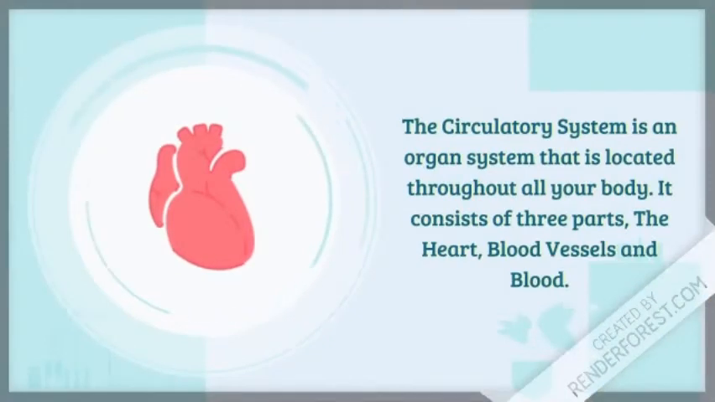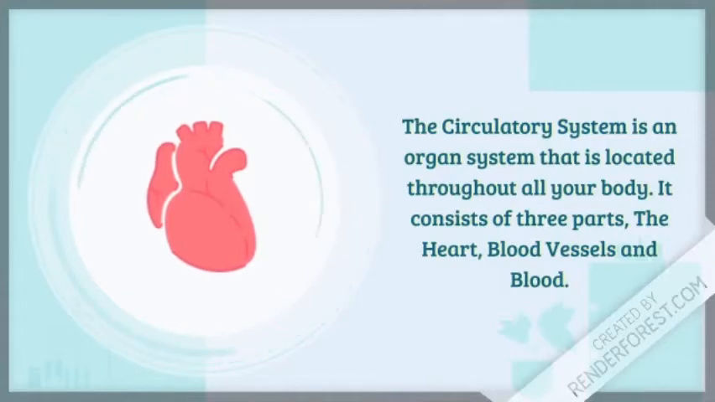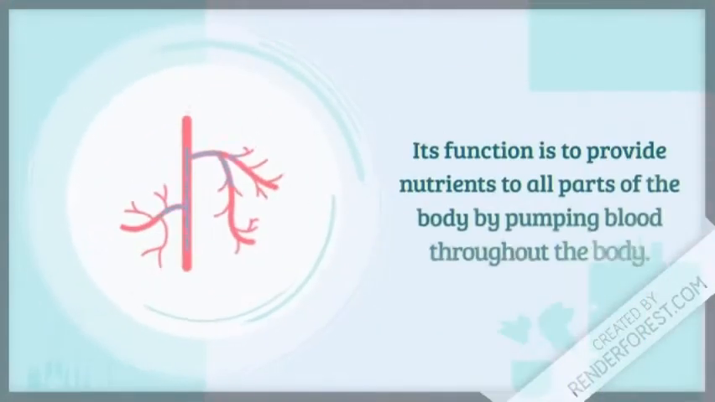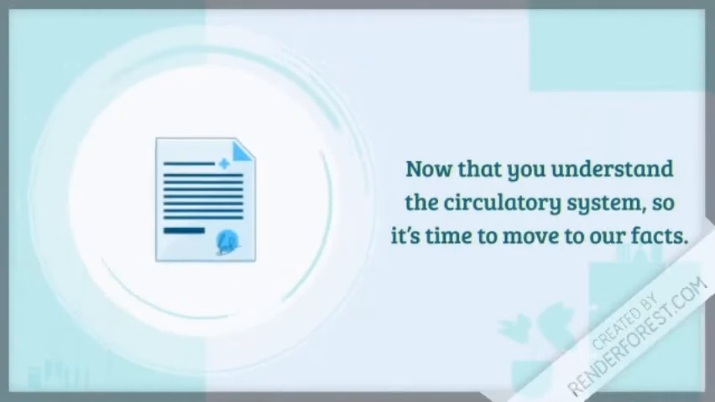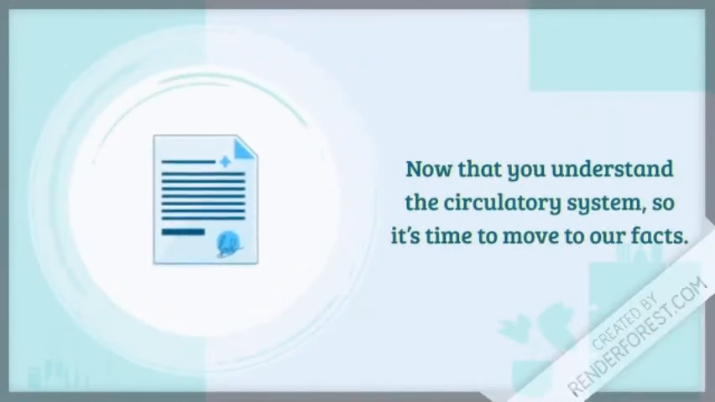The circulatory system is an organ system that is located throughout all your body. It consists of three parts: the heart, blood vessels, and blood. Its function is to provide nutrients to all parts of the body by pumping blood throughout the body. Now that you understand the circulatory system, it's time to move to our facts.